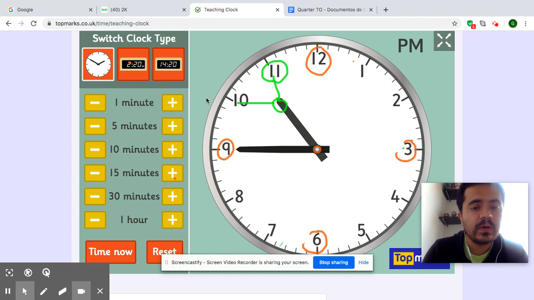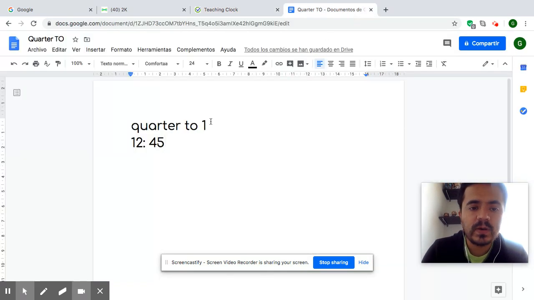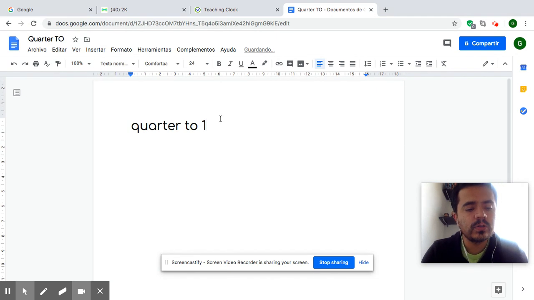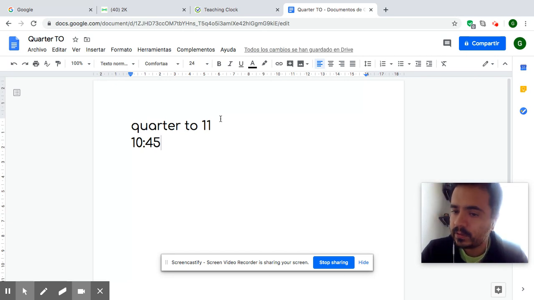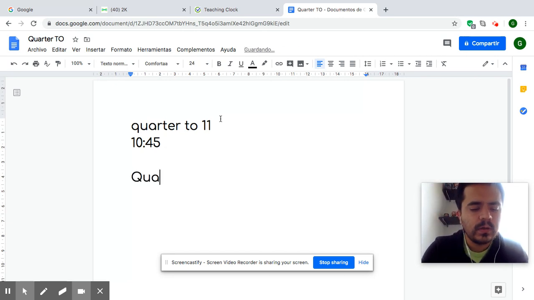Okay, and now how do I write this? Just this one, quarter to 11, how do you write this? 10, 45, right? I know it's a little bit tricky. How would you write quarter to 2? What's before the 2? 1. And I already know that quarter to means 45, right?